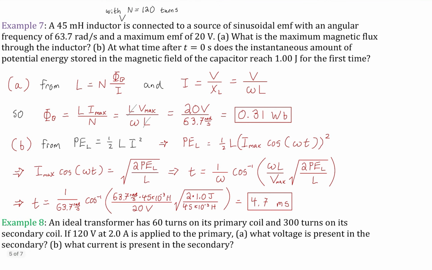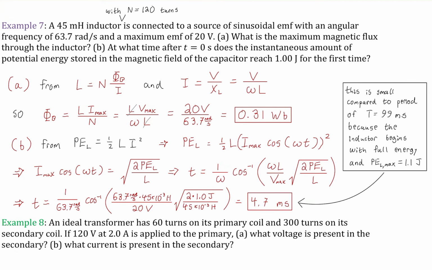Now it's hard to make sense of that number, so I want to explain it a little bit. This is small compared to the period, because it turns out that the period, based on our angular frequency, is 99 milliseconds. But this is a tiny fraction of that. And that's because the inductor begins with full energy. So if this was I max, then we would have maximum potential energy. Well, that's equal to 1.1 joules, which is pretty close to 1 joule. So since the system starts with maximum energy in the inductor, we have a time that's pretty close to t equals 0, which is why it's so small compared to the period.